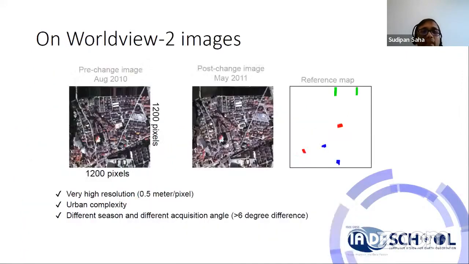This is one example I will show very quickly on WorldView-2 images, where the pre-change image and the post-change image were also acquired in two different seasons. They show very high resolution plus urban complexity plus different seasons and different acquisition angles. That's very important: an acquisition angle difference of more than 6 degrees, which, when this work was done, was something to be highlighted. Since then there have been many other works which have considered this kind of use case and have successfully tackled them. And this is a multi-class reference map.